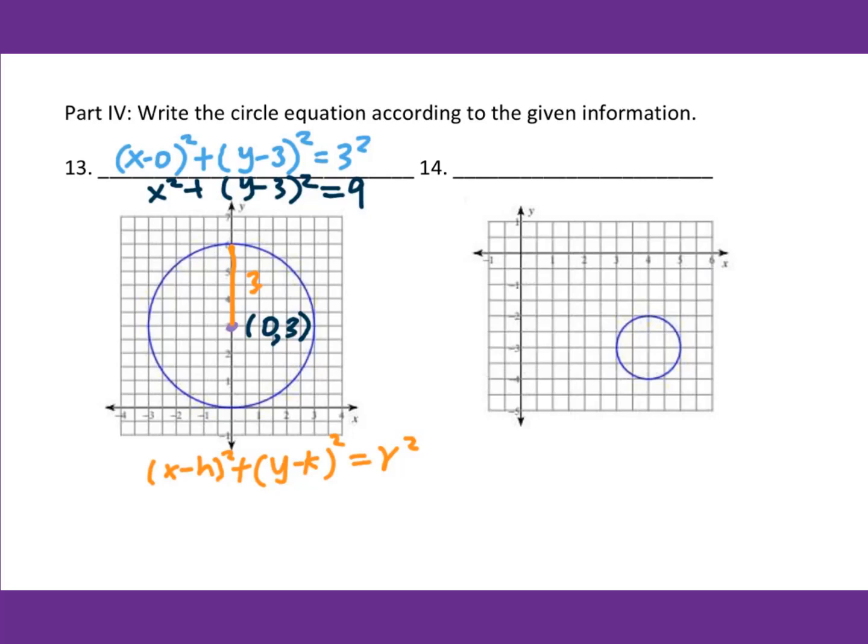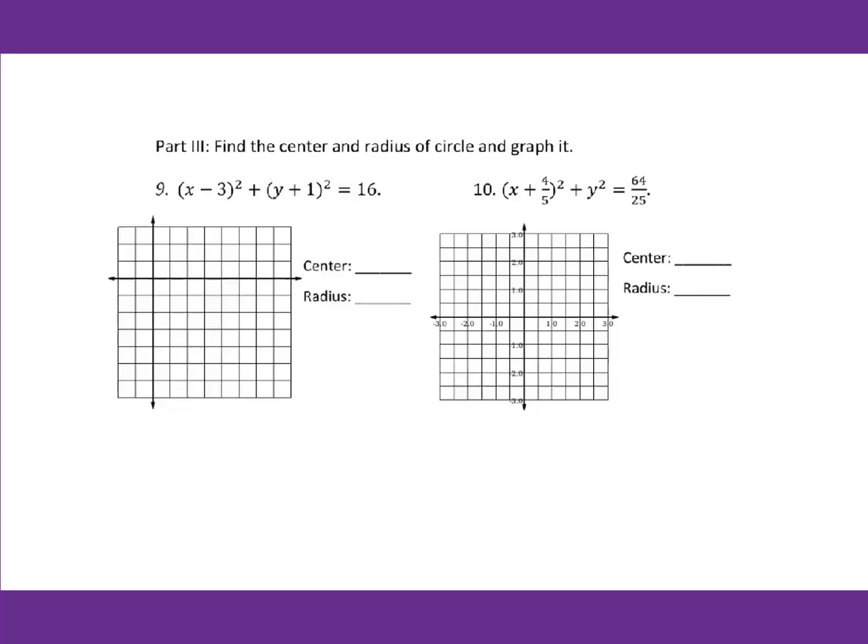For this circle, this is the center. That is (4, negative 3). The radius, that is 2. So we plug into the circle equation. That will be (x minus 4) squared plus (y plus 3) squared equals 2 squared, equals 4.